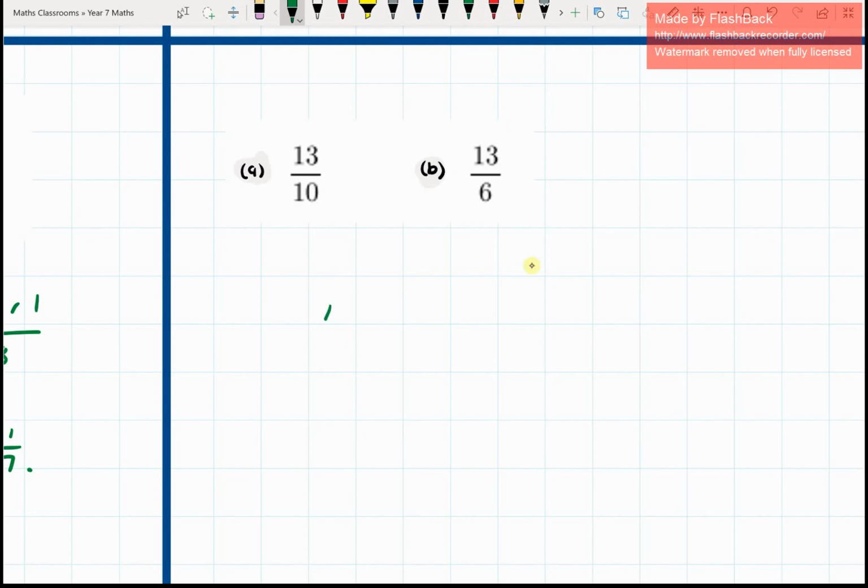Okay, so how many 10's go into 13? 1, remainder 3, because 1 times 10 is 10, but I need to get it to 13, remainder 3. So that'd be 1 3/10.